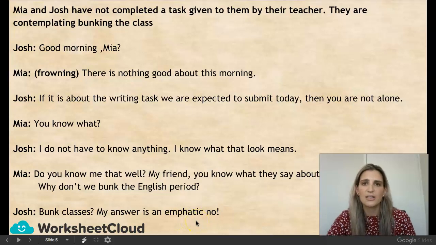So Josh doesn't want to hear Mia. He doesn't want to bunk class. So that's an example of a dialogue. This is a short snippet, so you must obviously write 140 to 160 words. The more content, the better the content, the higher your mark is going to be. And this format is excellent, so you have to get a high mark for your format.